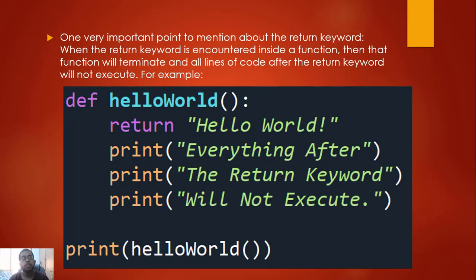One very important point to mention about the return keyword. When the return keyword is encountered inside a function, then that function will terminate and all lines of code after the return keyword will not execute. For example, define hello world, return hello world. Print everything after the return keyword will not execute. Print hello world.